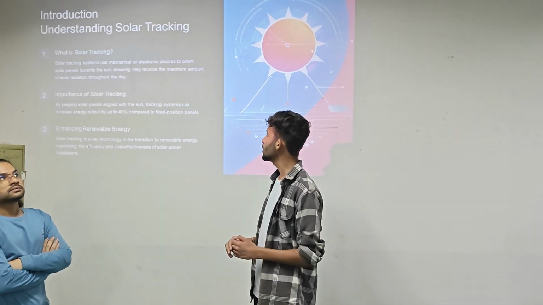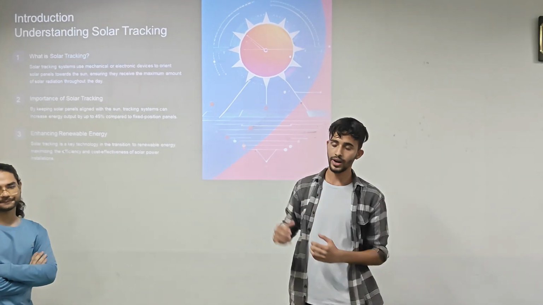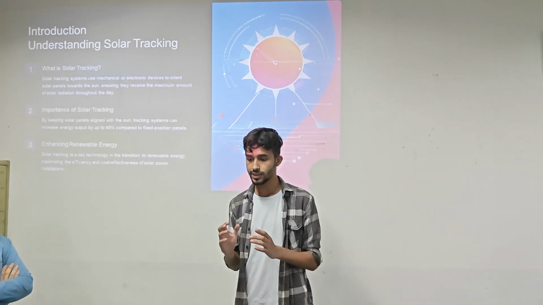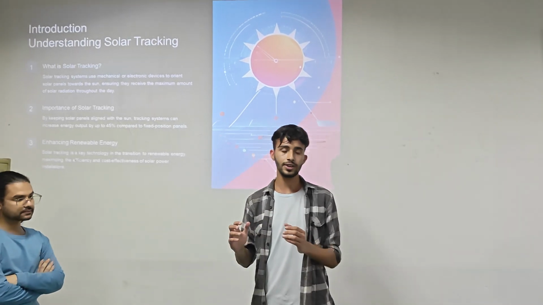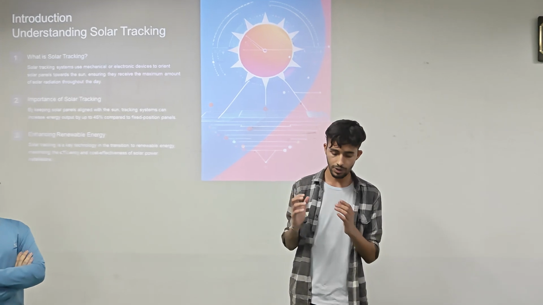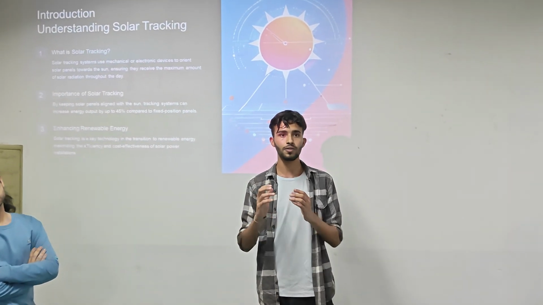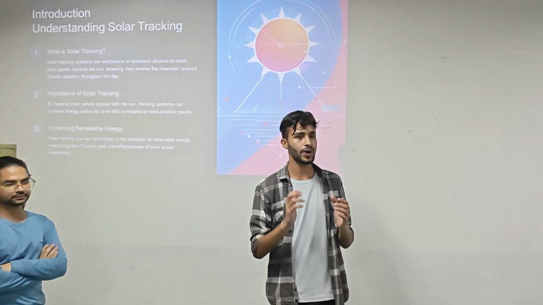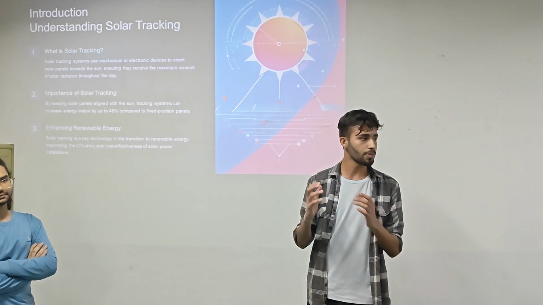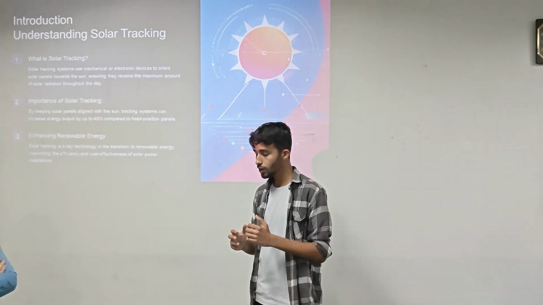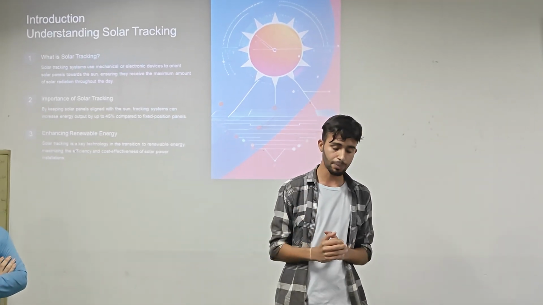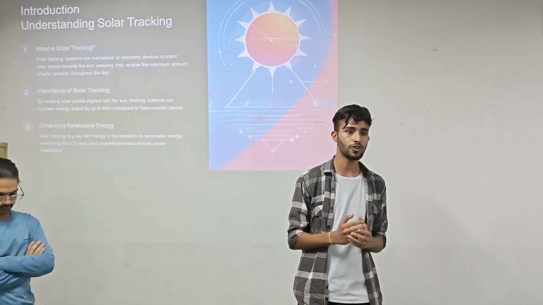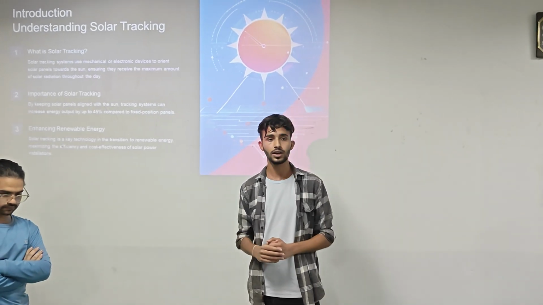By keeping the solar panels aligned with the sun, we can track the radiation coming from the sun. Unlike the fixed panels that stay in fixed positions, they receive only a small amount of the radiation coming from the sun. But when we keep the solar tracking systems, they rotate according to the position of the sun, they track the path of the sun, so we can receive a greater amount of radiation. So it is the transition to renewable energy sources. By keeping solar tracking systems, we can reduce reliance on fossil fuel, and we can create an environmentally friendly environment.